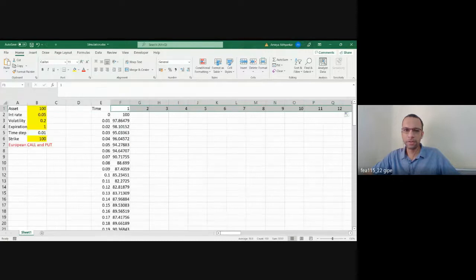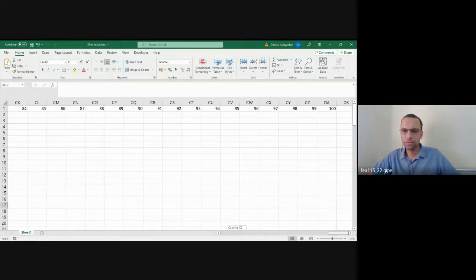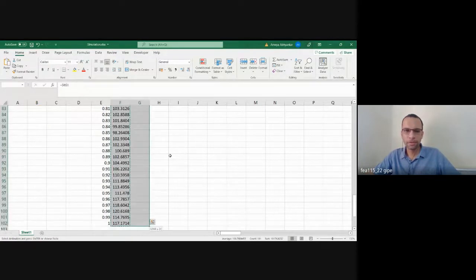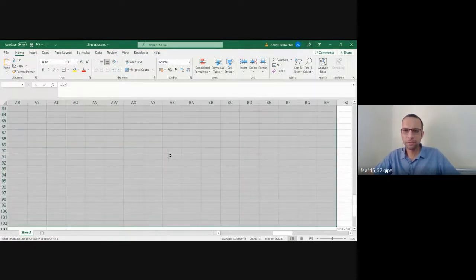So these are the number of paths. Let me just see the column as well so that I can copy and paste the formula accordingly. This is column DA. Just copy and I just paste this until DA.